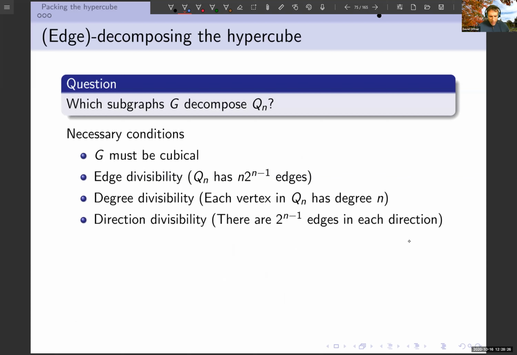And so the way I interpret this: the big question we're thinking about is which subgraphs decompose Qn. We had these 3 necessary conditions from before, and now we add a 4th one, a direction divisibility condition that has to be met. There are 2^(n-1) edges in each direction, and whatever graph we're trying to embed has to be compatible with that.